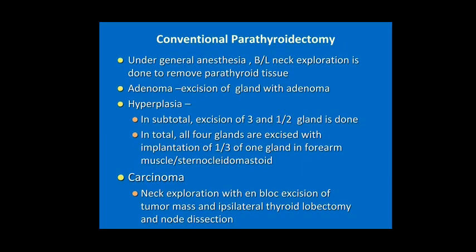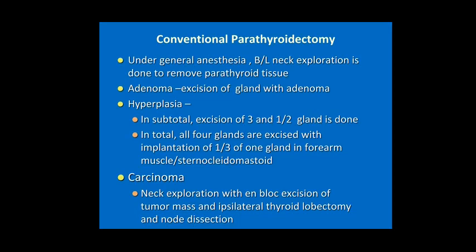A few words about the conventional parathyroidectomy. It's done under general anesthesia and it involves bilateral neck exploration and removal of the parathyroid glands. For an adenoma, the excision of the gland with the adenoma is done. In the case of hyperplasia, it usually affects all 4 glands. So, if subtotal parathyroidectomy is done, then excision of 3.5 glands is done.